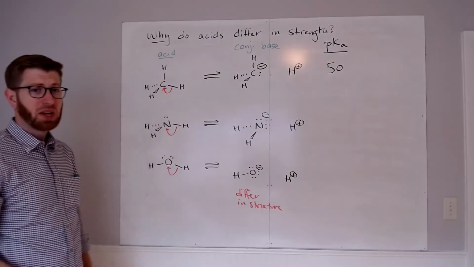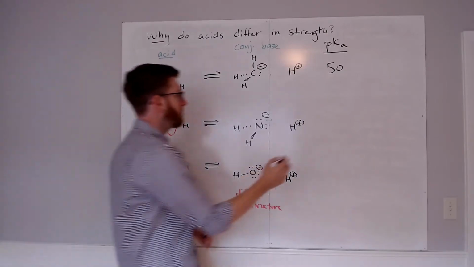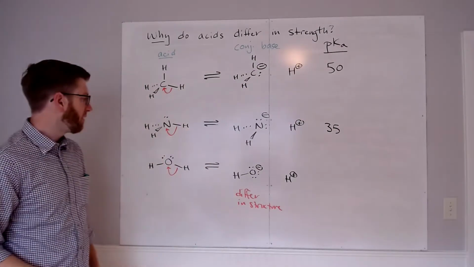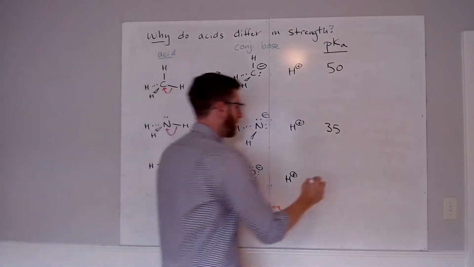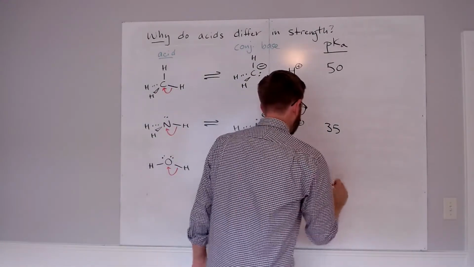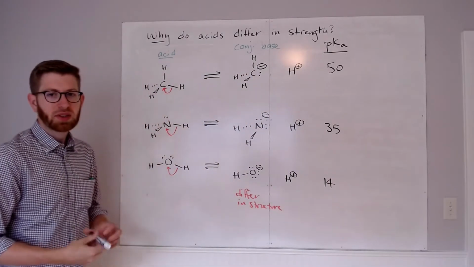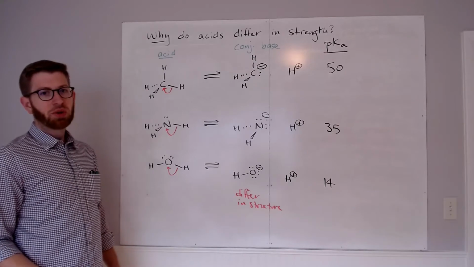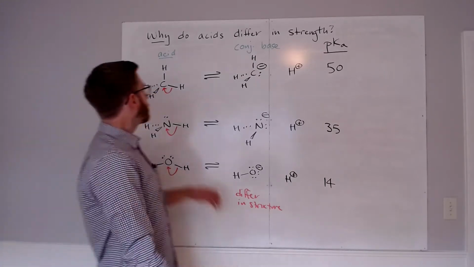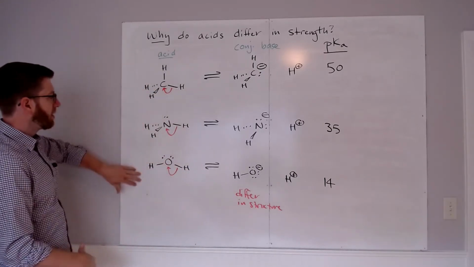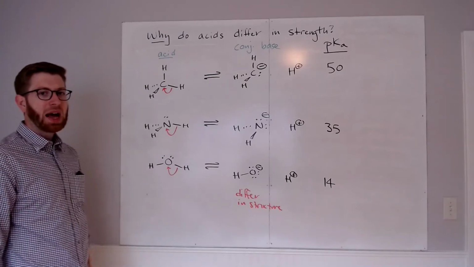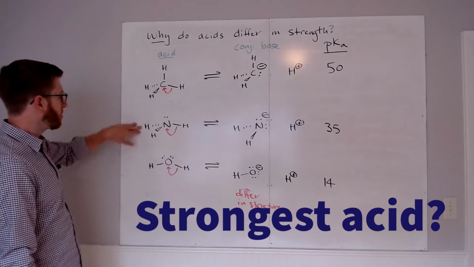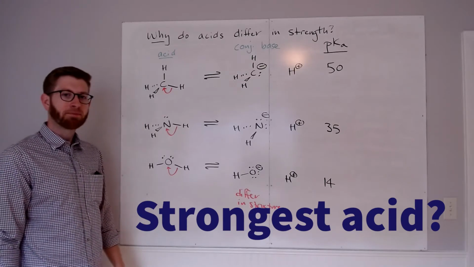So this is kind of a crude estimate. Ammonia is going to be about 35, again, plus or minus several, maybe up to about 5. And then water, it turns out, is exactly 14. So that last number is exact. So the next thing that I want you to think about to reinforce what you learned in the first video is which of these three acids is the strongest acid. So pause your video and assign which of these three structures is most acidic.